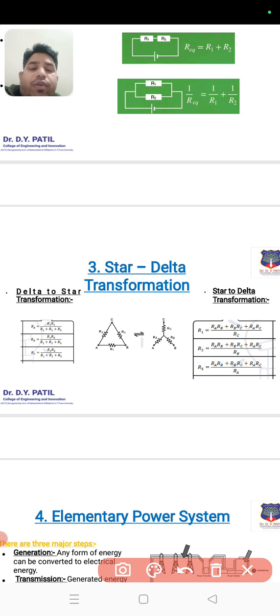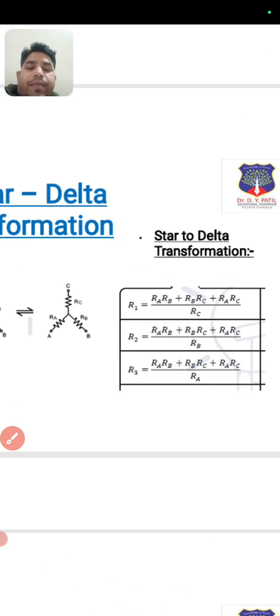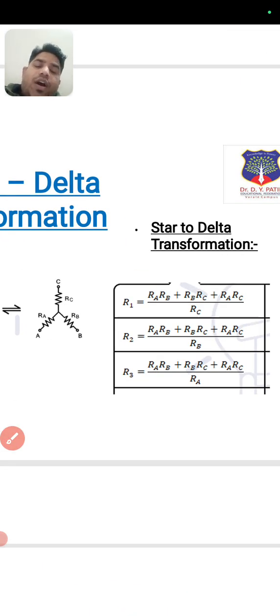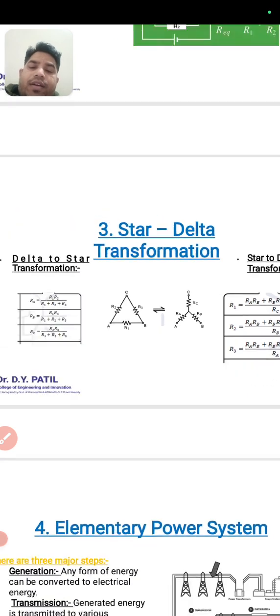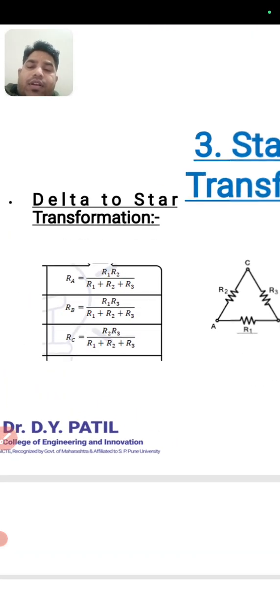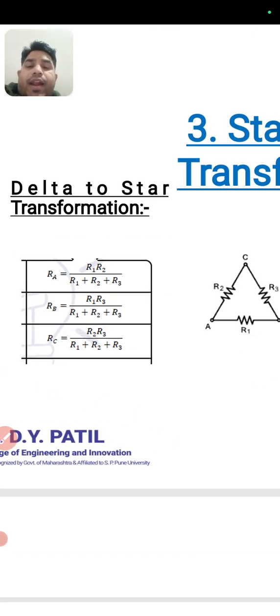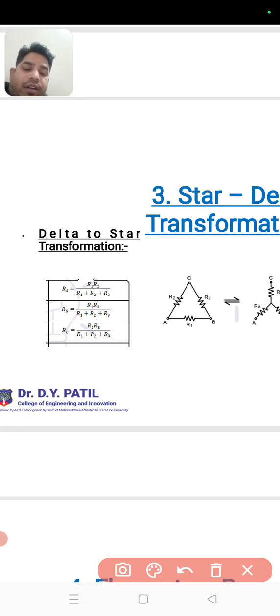After the calculation, we will get R1 is equal to RA. It's nothing but R1 is equal to R12 divided by R1 plus R2 plus R3. Same, we can draw the diagram.